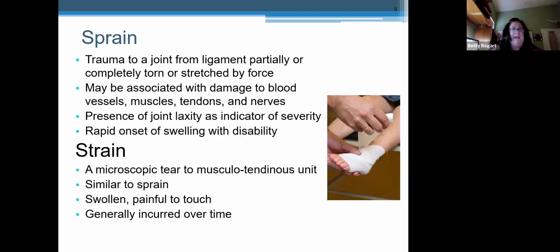Now, years ago, they didn't immobilize bad sprains. Today they do. They feel like immobilizing them, elevating them, that RICE, that rest, ice, compression, elevation, is what we need to do. And then in sprains today, they are putting on an immobilization or even casts. They feel that they heal better from that immobilization.